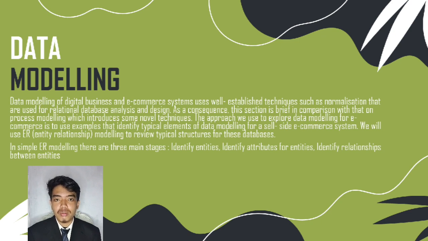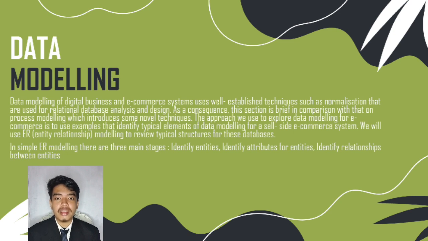For example, for the book entity, attributes could include title, ISBN, and publication year. Attributes are usually depicted as oval connect to their respective entity. The last stage, identify relationship between entities. In this stage, you establish the connection or association between different entities. Relationship show how entities are related to each other.